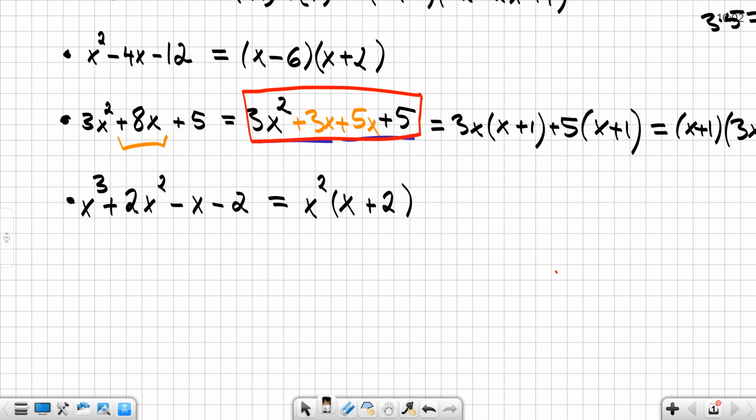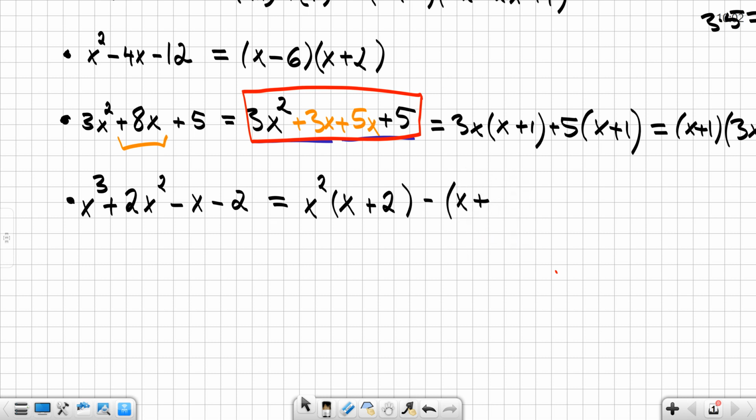Now, the second group, negative x minus 2, starts with the negative. That means I will factor out the negative 1. Oops, I messed that one up. This last example right here was supposed to say negative 2x. All right, so I factor out a negative 2, and I will be left with the x and plus... Oh, nope. This last example was right. That means I will just factor out a negative 1 down here.